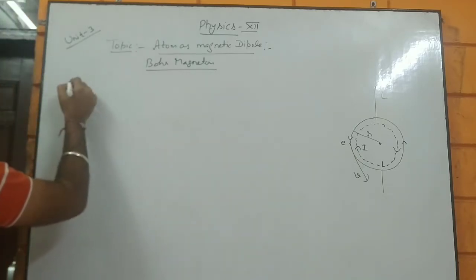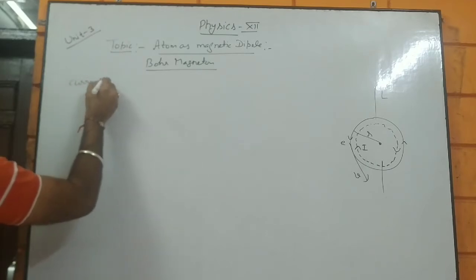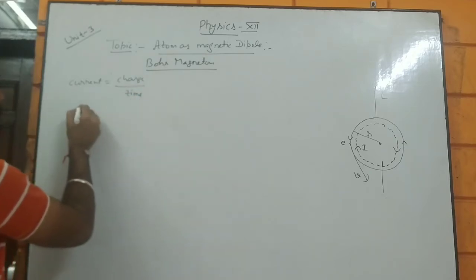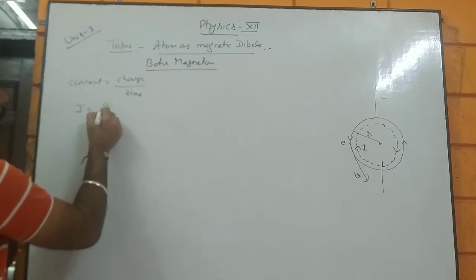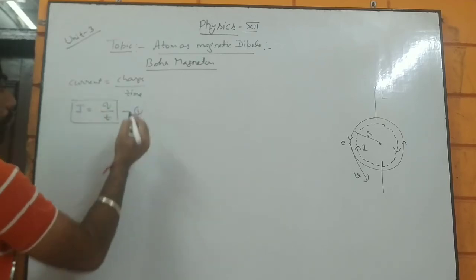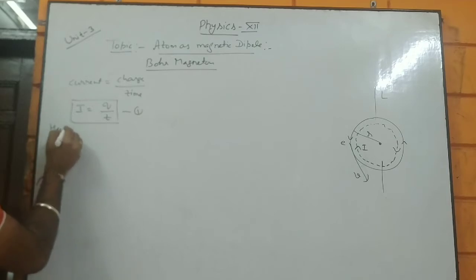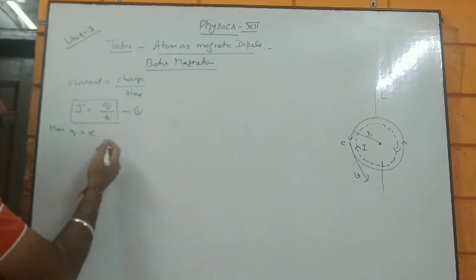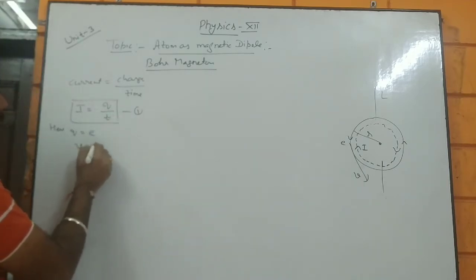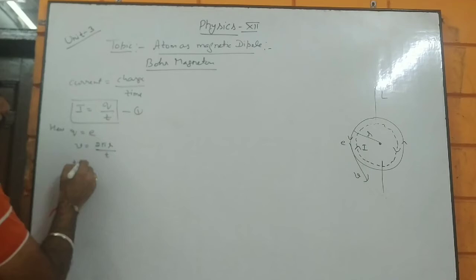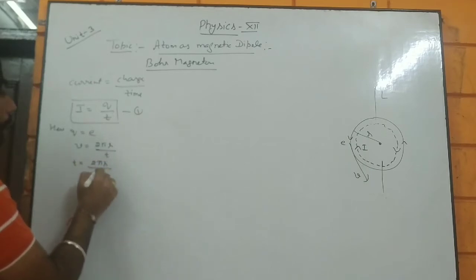Now what is current? Current is always equal to charge upon time, which means I is equal to Q upon T. That should be marked as equation number 1. Here Q is equal to e, which is the charge on the electron. And what is T here? As you know, speed is distance over time, so T is going to be 2 pi r upon v.